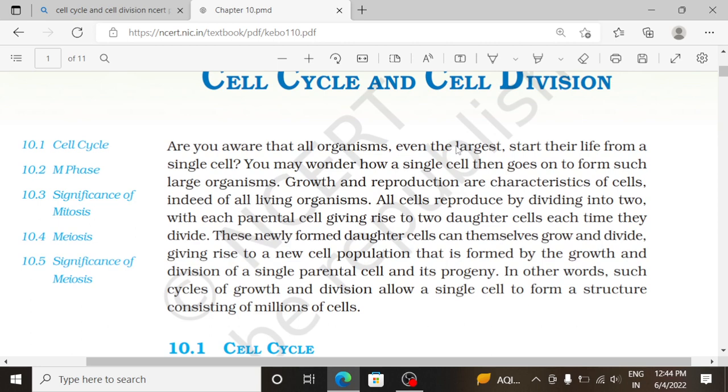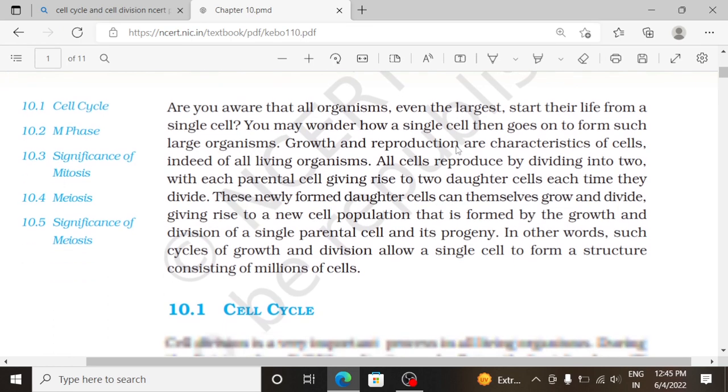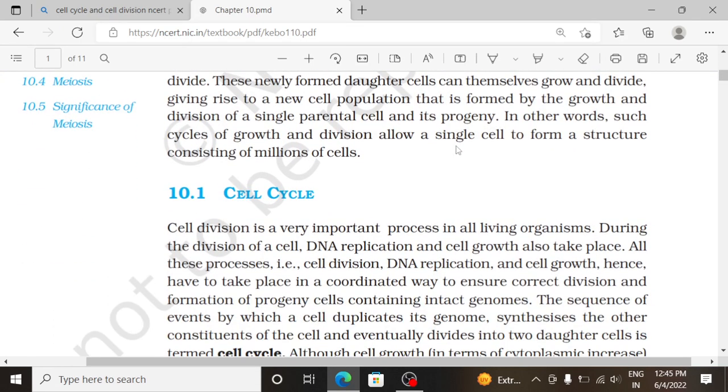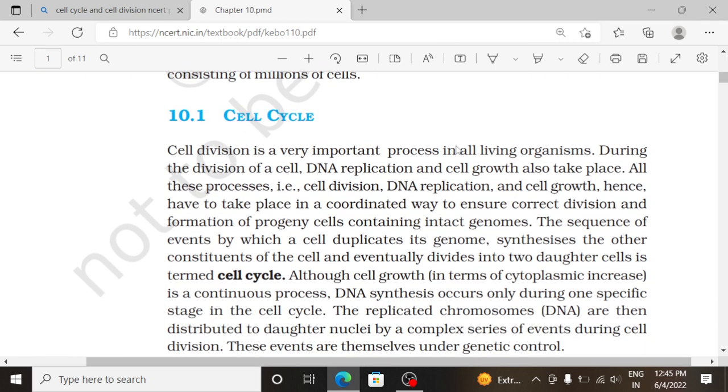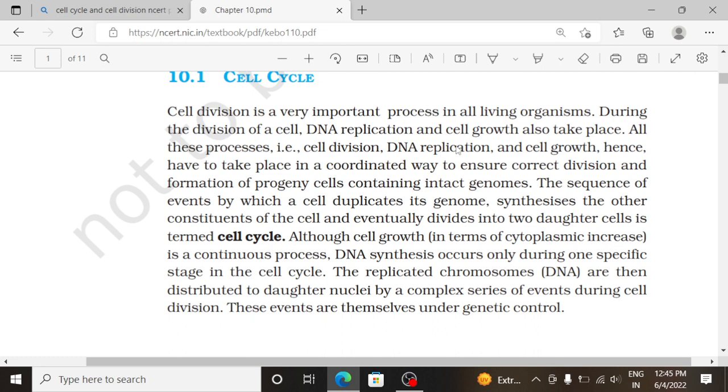Indeed, of all living organisms, all cells reproduce by dividing into two, with each parental cell giving rise to two daughter cells each time they divide. These newly formed daughter cells can themselves grow and divide, giving rise to a new cell population that is formed by the growth and division of a single parental cell and its progeny. In other words, such cycles of growth and division allow a single cell to form a structure consisting of millions of cells.